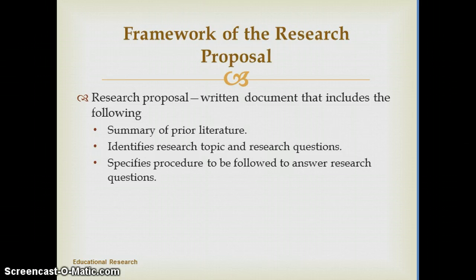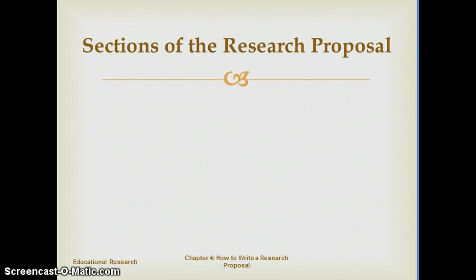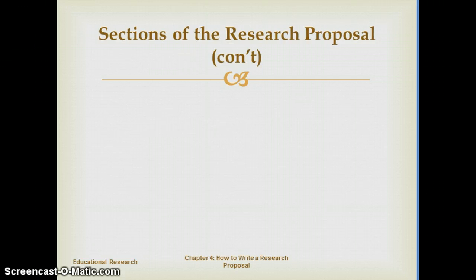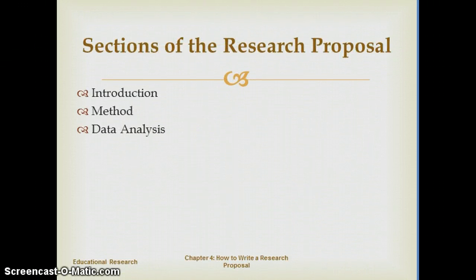But there's an overall expected level of content and the types of headings that can be broadly applied to most research proposals. And so these are the pieces that we're going to cover. So it's kind of like the generic research proposal. But be aware that, if you are submitting this somewhere one day, there may be other pieces, or they may call certain sections other things depending on that particular organization or your particular field of study. So sections of the research proposal. You have an introduction, a method, and a data analysis section.